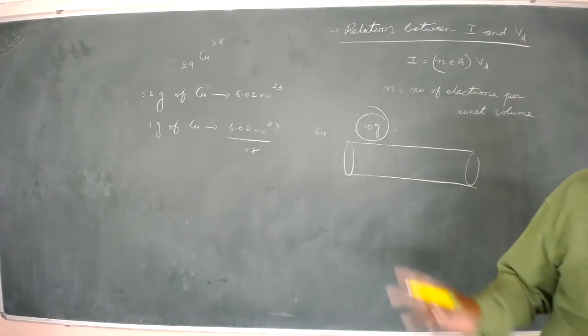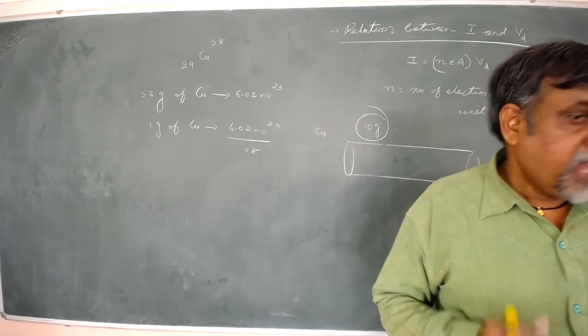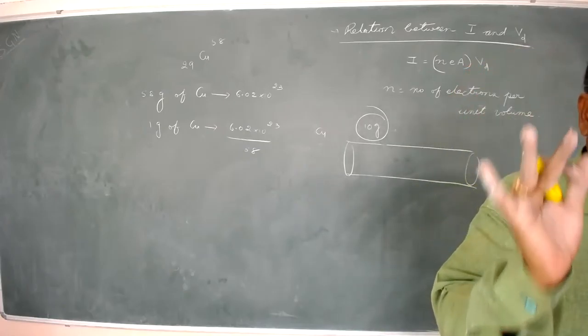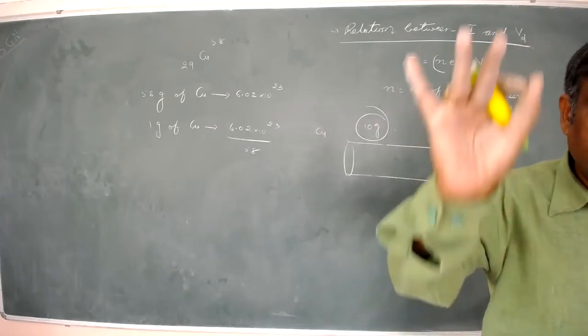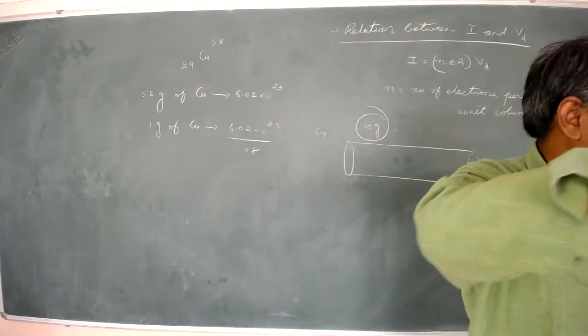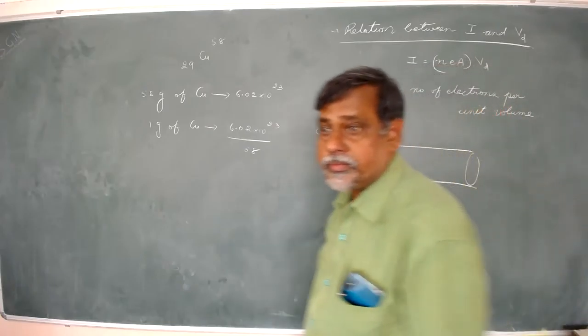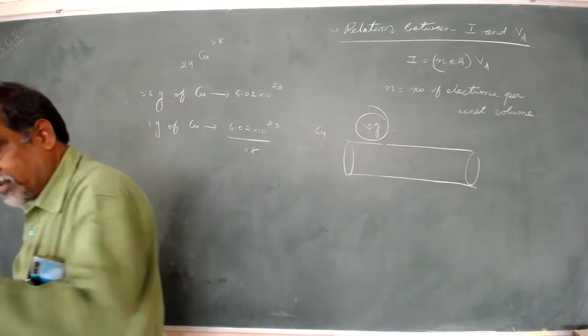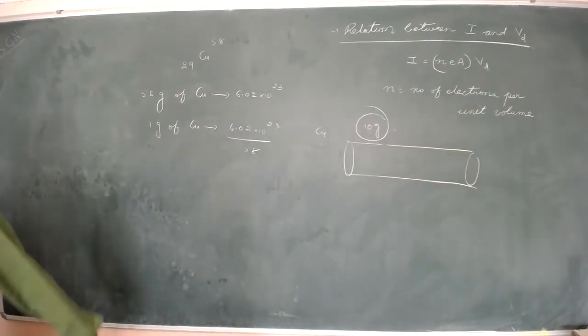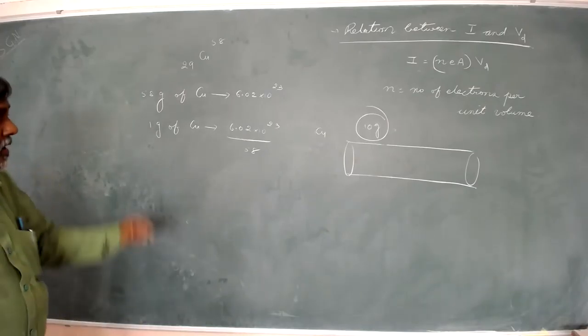Understood? So that is in the case of solids and liquids. In the case of gases, 22.4 liters of any gas contains 6.023 × 10²³ particles. That is called one mole. So this Avogadro's hypothesis changes for gases. Understood?